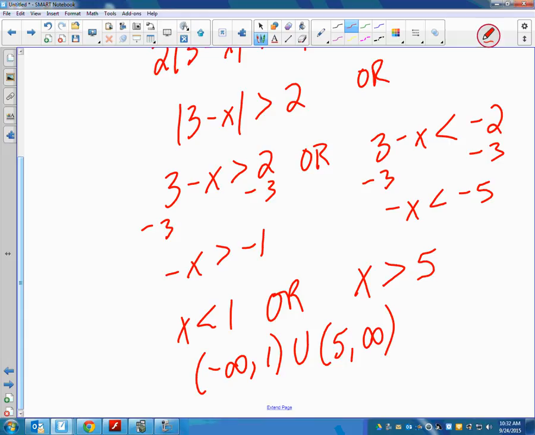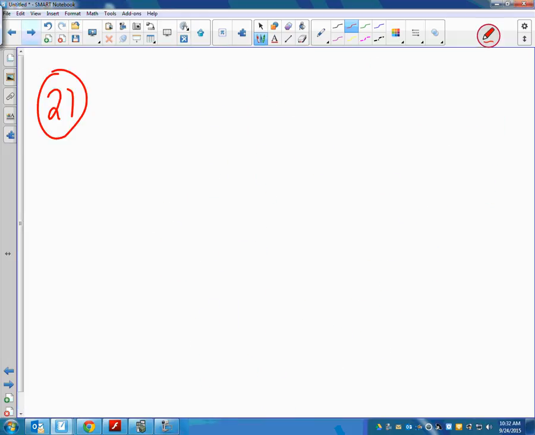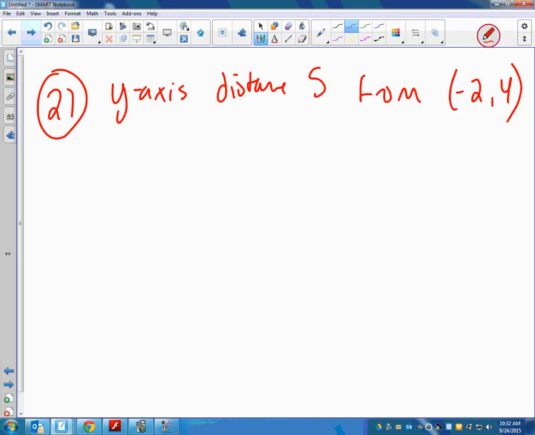So on number 27, if it was to say to find the x instead of y, or the opposite, what would you do? You just switch your point. So on 27, on page 130, it says find all points on the y-axis that are a distance 5 from the point negative 2, 4. So the y-axis tells us that that's the point 0, comma y. So you use that point, and you set it equal to 5.